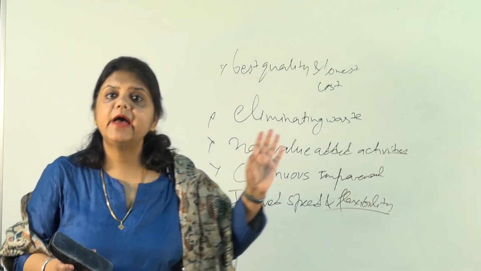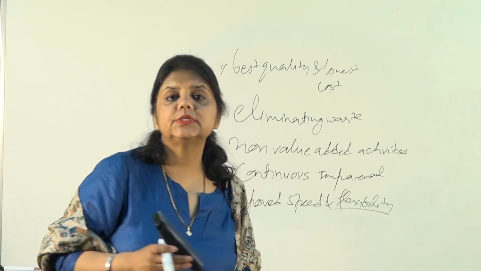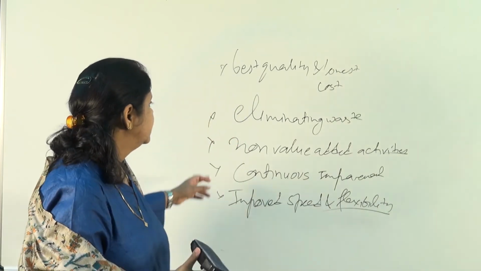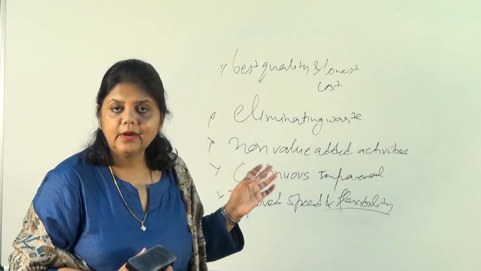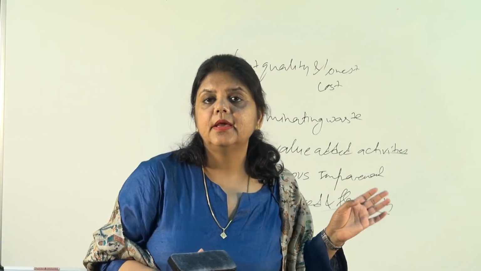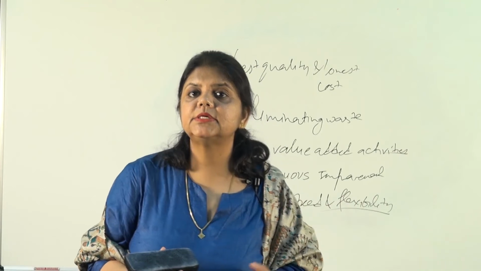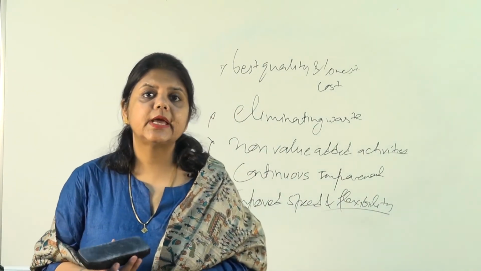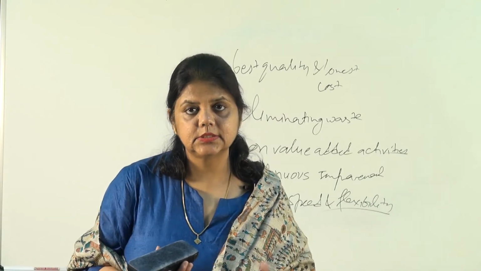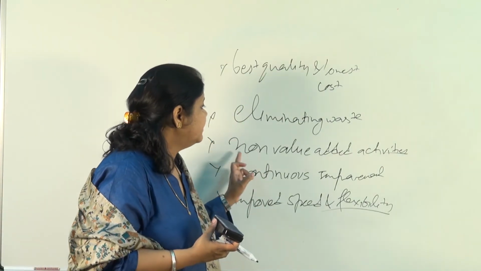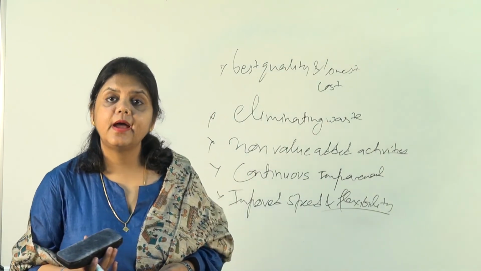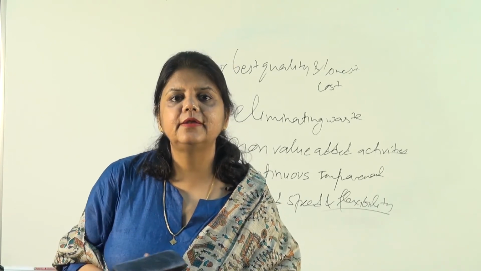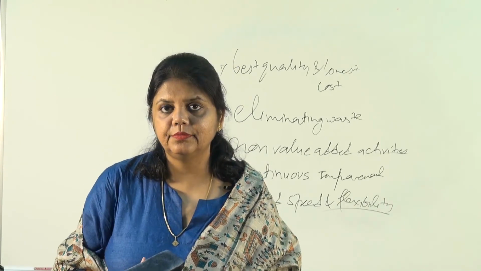As we see, we have listed down all the major words which are used in the definition of Lean. Eliminating waste. So we have to cut down all the activities that are considered as a waste in the process of the organization. So what are these activities which are considered as waste? That we'll see in the next slides. The second important word is non-value added activities. The activities which are not adding any kind of value to the final product need to be cut down.